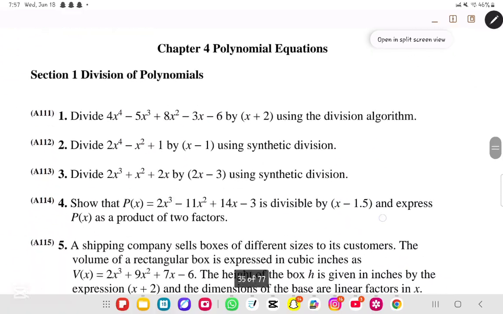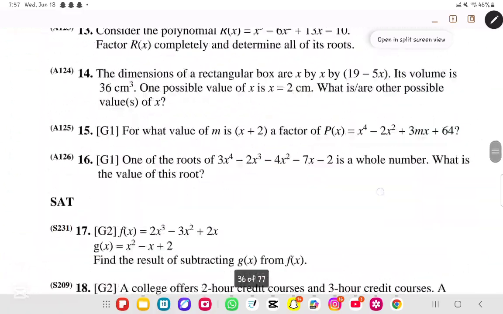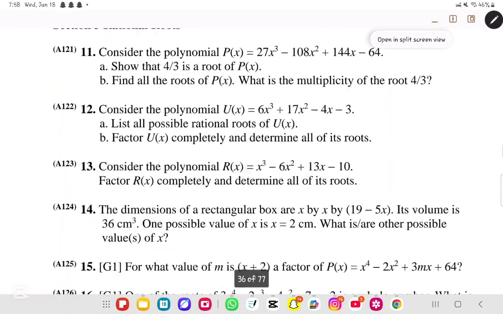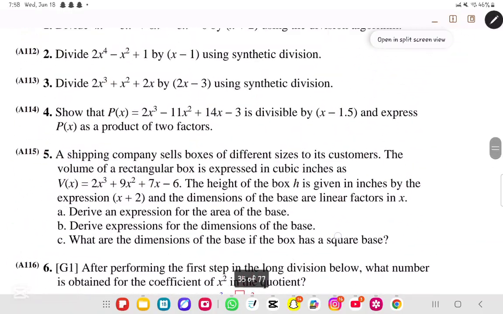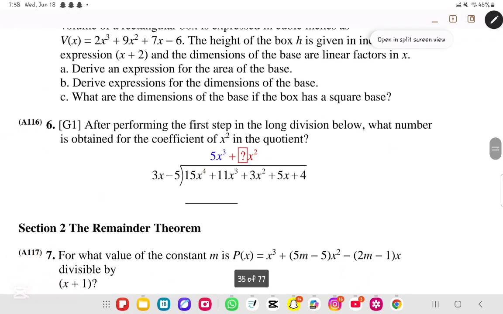We'll move on to chapter 4. We have section 1, 2, and section 3. It will not take anything. But however, to save time, I will just do the recommended questions. So for 4.1, we only have question 6 that is recommended. So what did they say? They said, after performing the first step in the long division below, what number is obtained for the coefficient of x squared in the quotient?